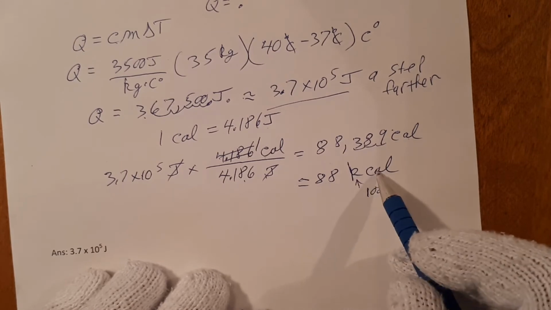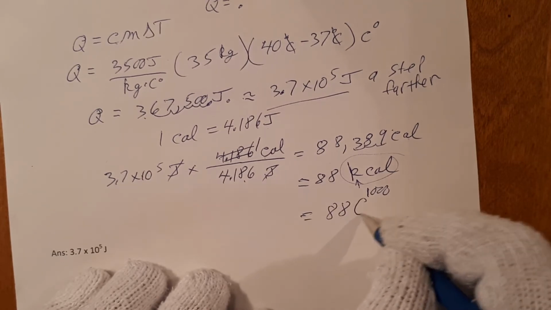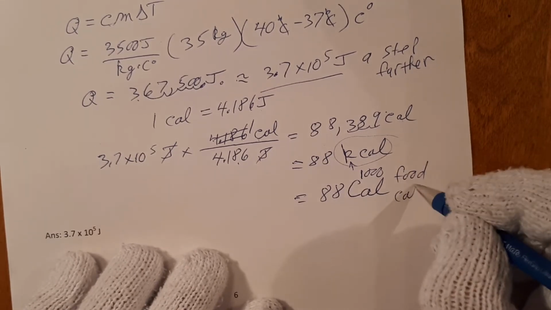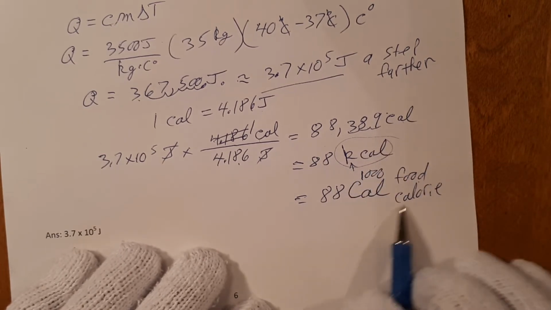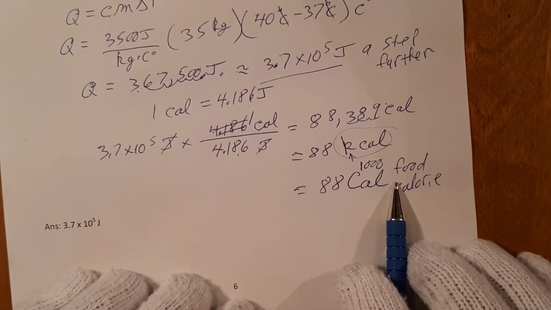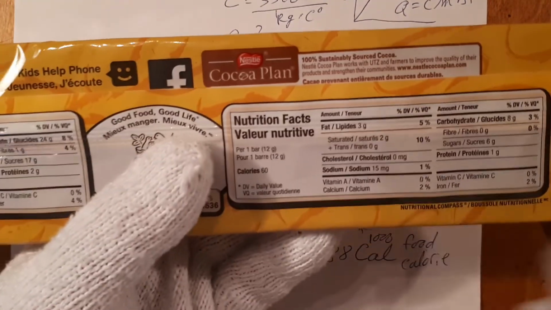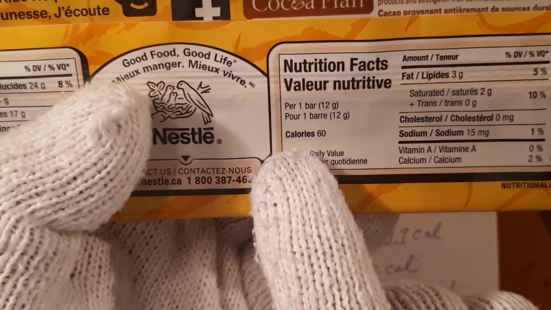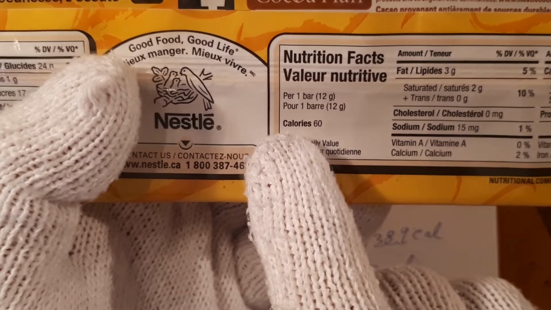And 88 kilocalories, this is the food calorie. The kilocalorie is the food calorie. So I can also call this 88 capital letter C calories. This is the food calorie, which is 1,000 times greater than the little calorie. And if we look at the chocolate bars, let's have a look-see here. When we look at these labels, the energy that's given here in calories is actually the food calorie, capital letter C. This is actually 60,000 little calories, or 60 food calories.